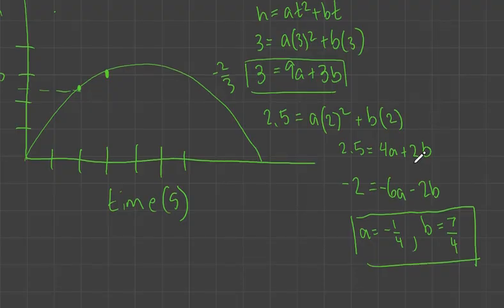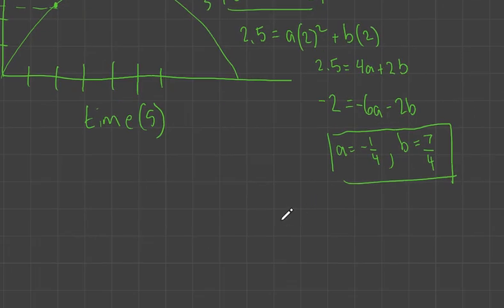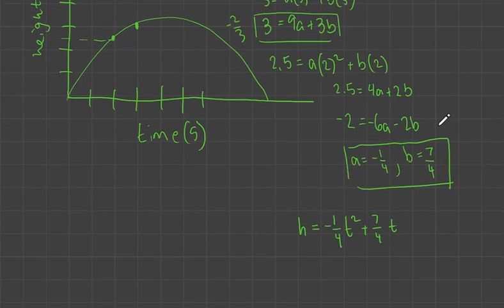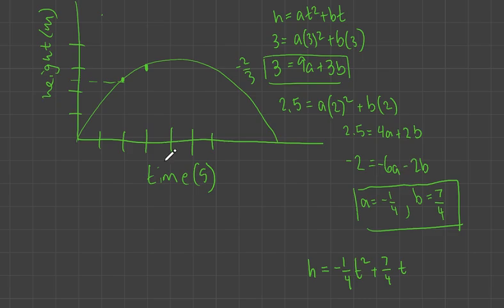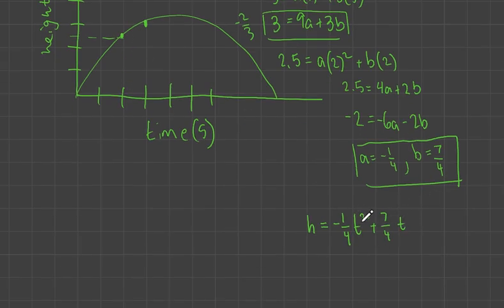So what I do is I take a and b and I plug them back into that height equation. I'll rewrite it down here. The height is equal to -1/4 times t squared plus 7/4 times time. If we just inspect those values, if the time is 0, then it's 0 plus 0 and the height is 0. So that point at the beginning checks out. It's not a particularly interesting point, but it does check out.